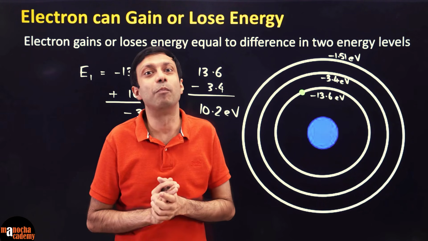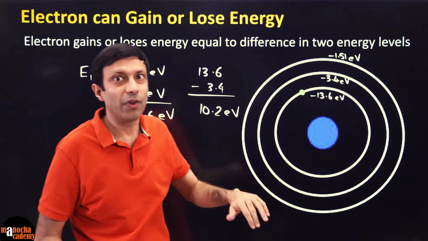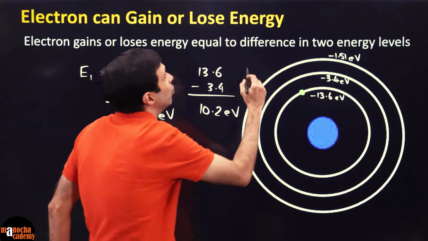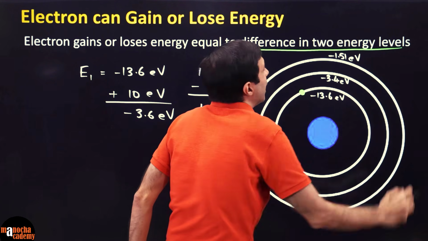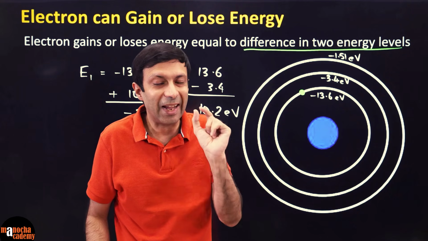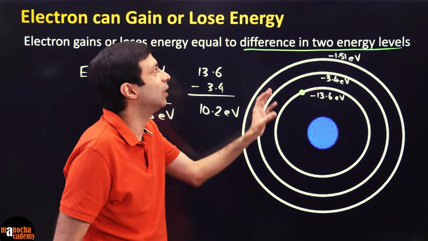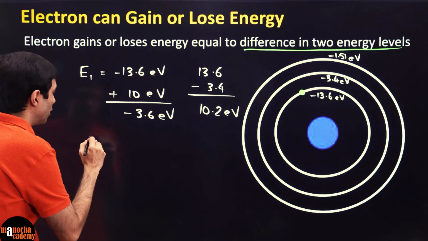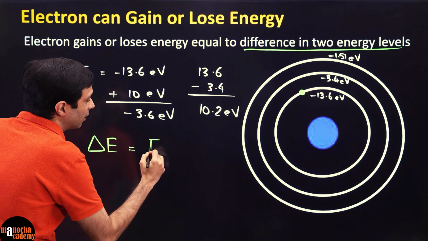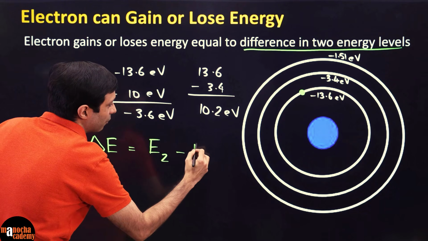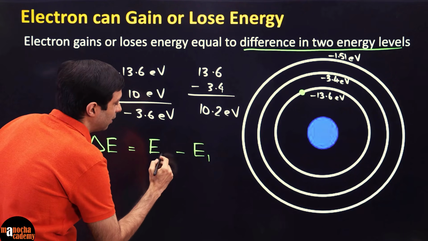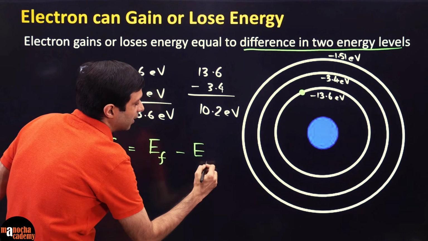So this is what Bohr said, that when it is moving to a different energy level, you have to look at the difference in two energy levels. An electron is not ready to accept any amount of energy. It has to be exactly equal to the difference in two energy levels. So we can write that as delta E. The difference in energy level is your final energy minus the initial energy. So you can write this as final minus initial.